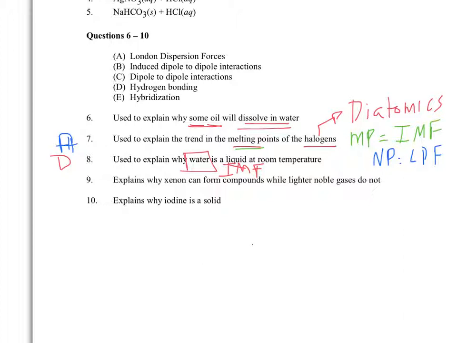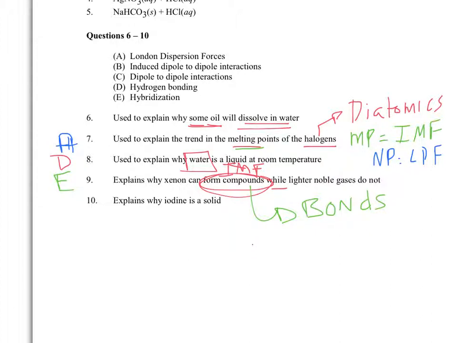All right, explains why xenon can form compounds with lighter noble gases, while lighter noble gases do not. Now, forming compounds has to do with things outside of the effect of bonding, and it has to do with how all the things match up. And so I'm just going to tell you that this has to do with hybridization. And so if you think about it, compounds have to do with bonds, and bonds are how electrons attach. And so it's got to be hybridization.